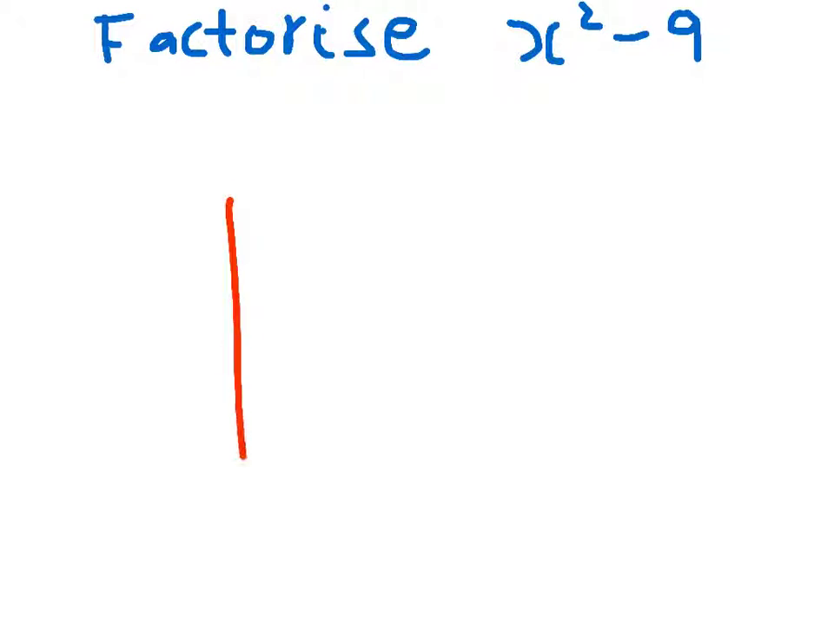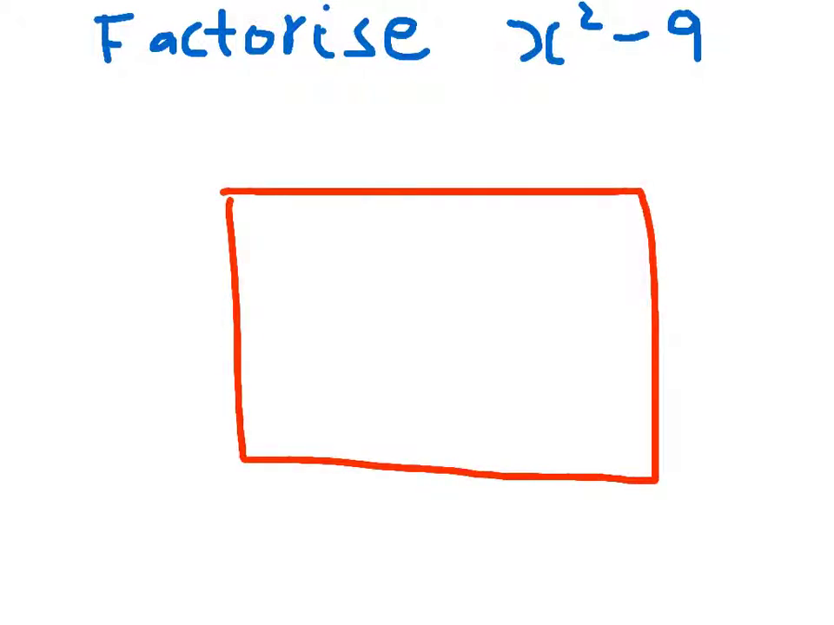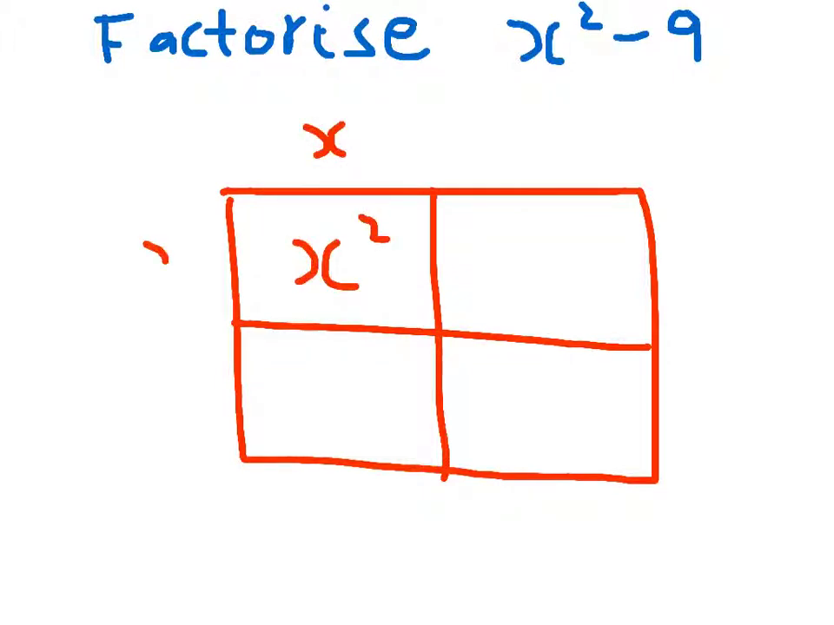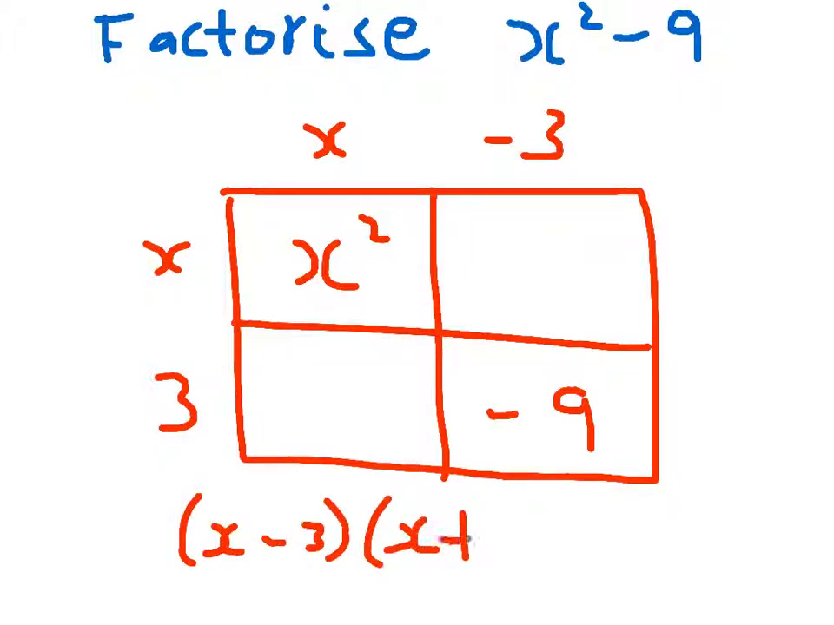This one looks slightly unusual compared to the others because there's no middle bit. I could imagine that there's a plus 0x in the middle there and just do it in the same way as I have the others. X squared must have come from x times x, and the minus 9 must have come from 9 and 1 with one of them negative, or 3 and 3 with one of them negative. And they're going to add to make 0x. The only one that works there is 3 and minus 3, like that. So we get x minus 3 times x plus 3.